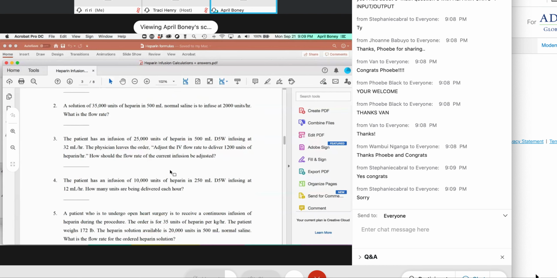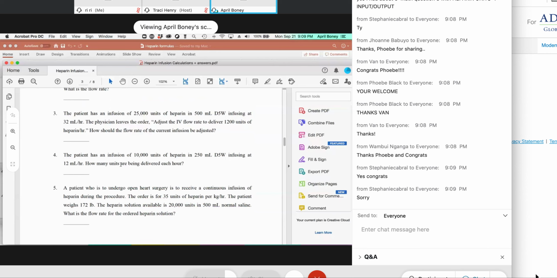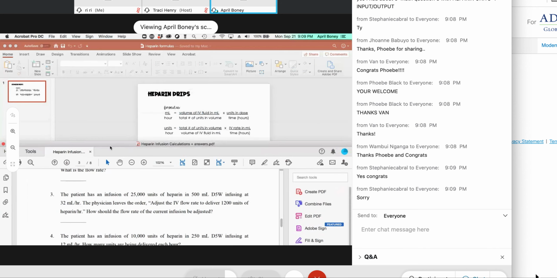Conversely, they could ask you for units per hour, and the formula is just a little bit different. So I can give you guys this practice with the answers for heparin, and then I can also give you the formula. Any other questions?